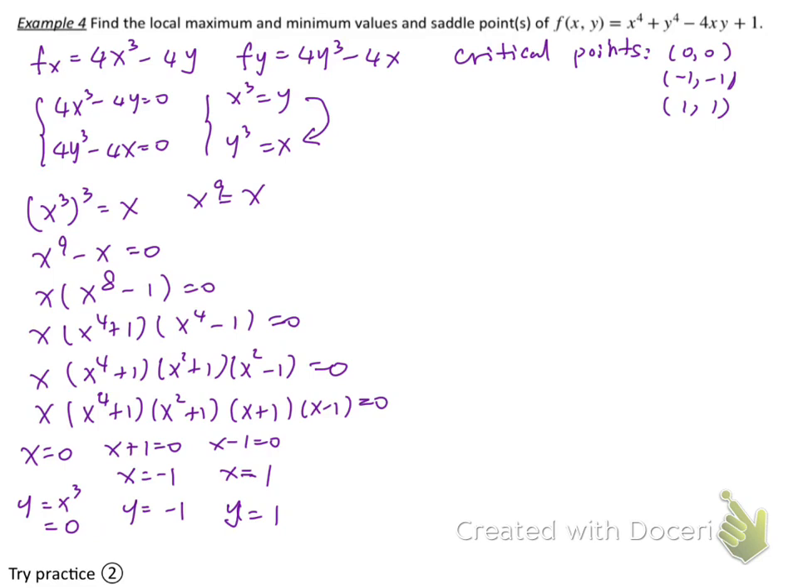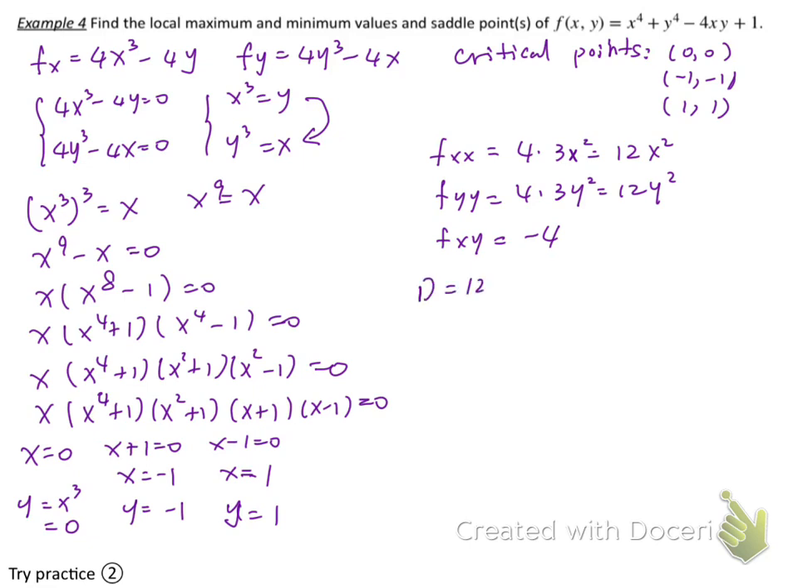Now let's work out our second derivative test. So we need fxx, which is 4 times 3x squared, 12x squared. Fyy is 4 times 3y squared, 12y squared. And fxy is negative 4. Then my d is 12x squared times 12y squared minus negative 4 squared. This is 144 x squared y squared minus 16. And you look at each of the points.